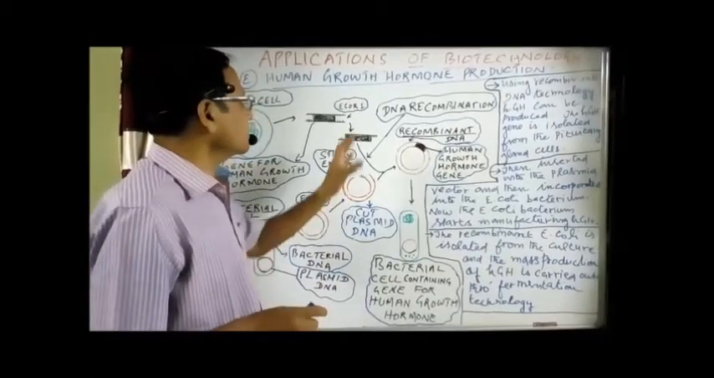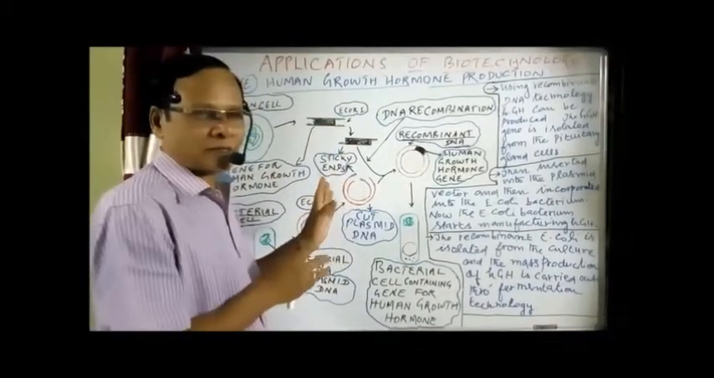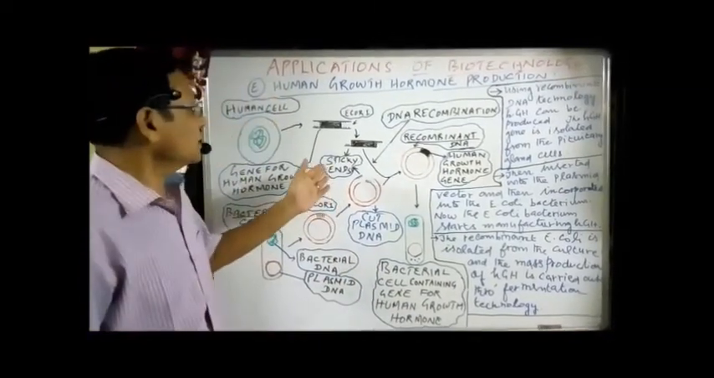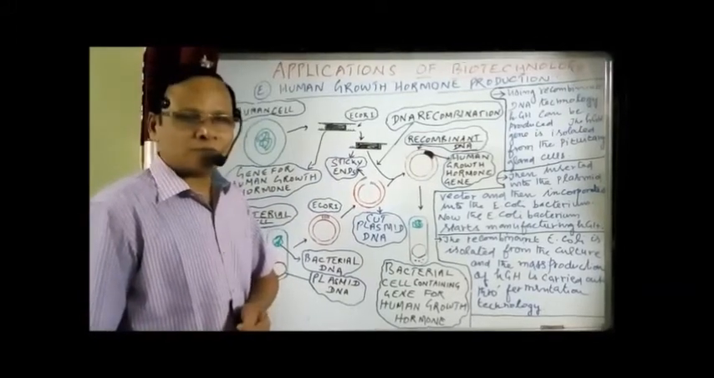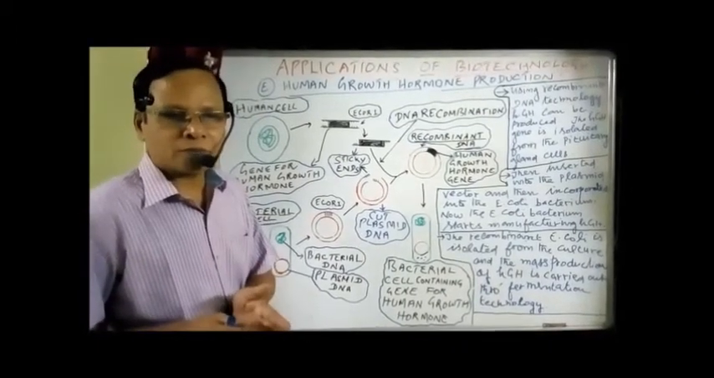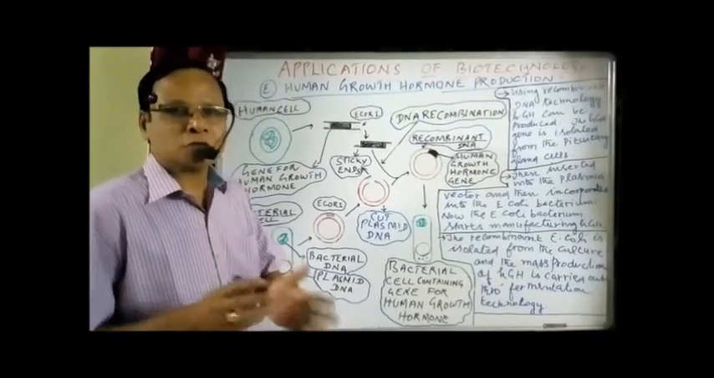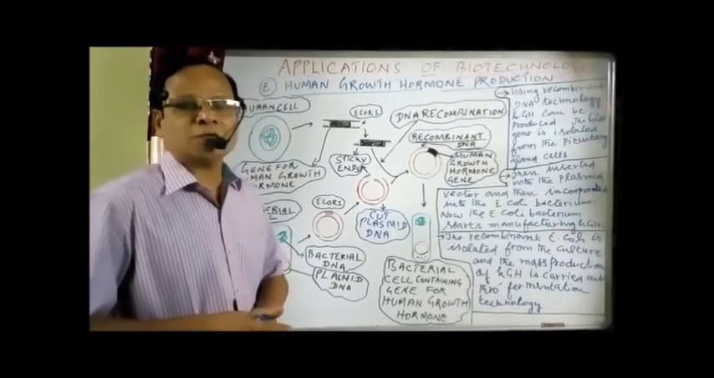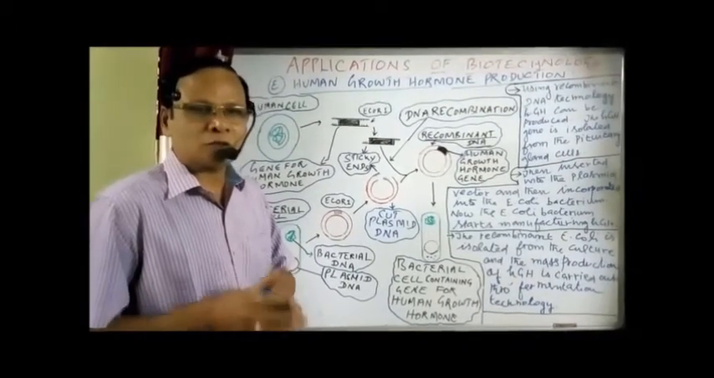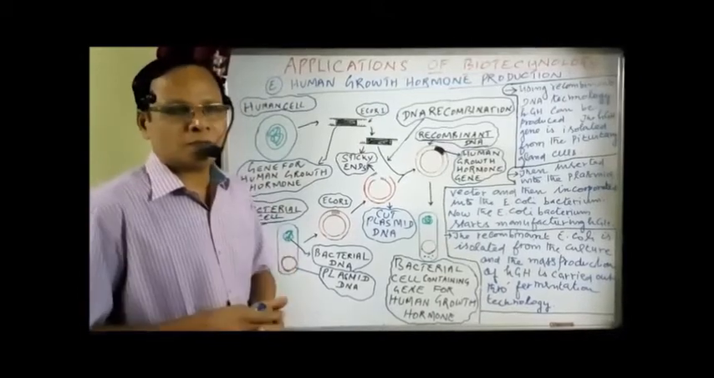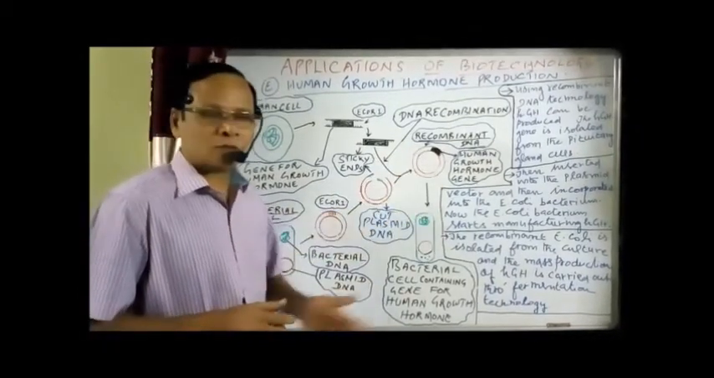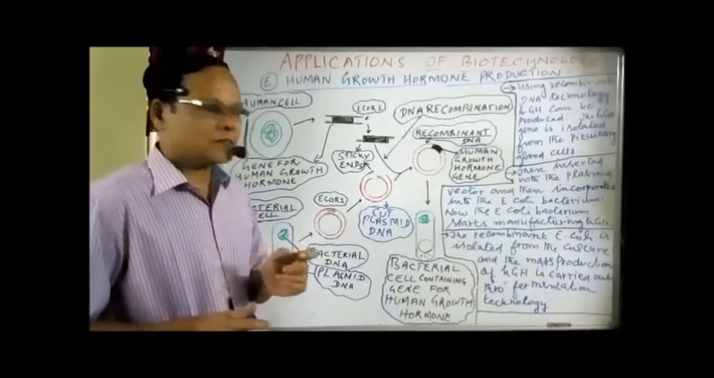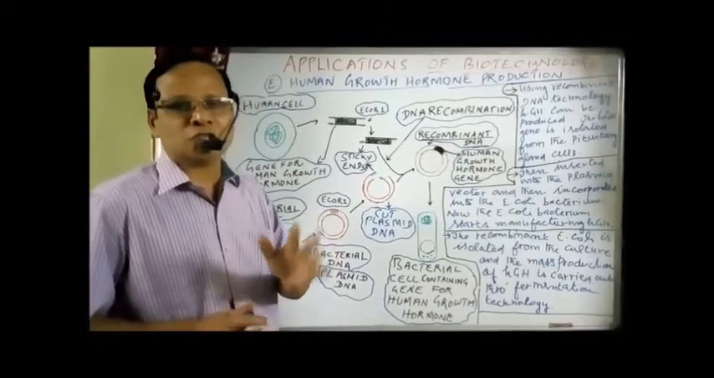So that's the mechanism that is adapted, the same mechanism as in the case of insulin hormone production. Now, the recombinant form of the hormone is called somatotropin. What is its importance? It is used as a drug for the treatment of diseases, particularly growth disorders. So the recombinant form of growth hormone is called somatotropin, which is used as a drug to treat growth disorders in children.